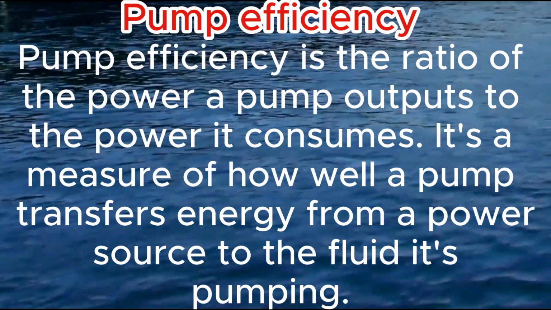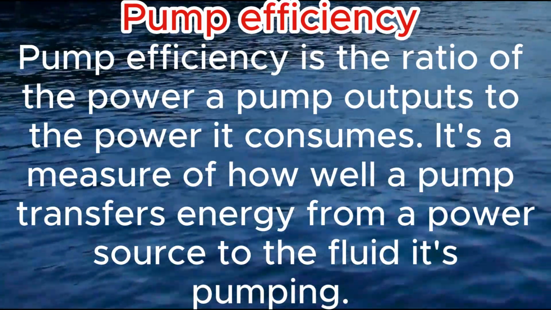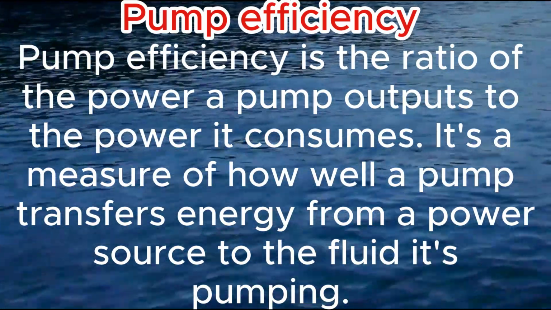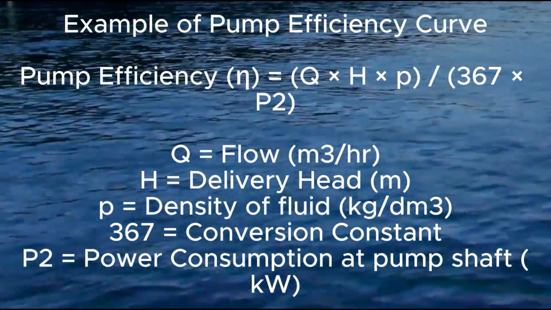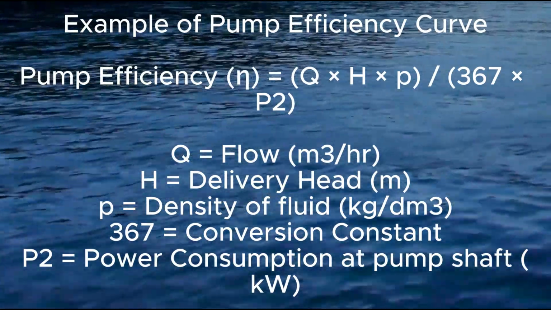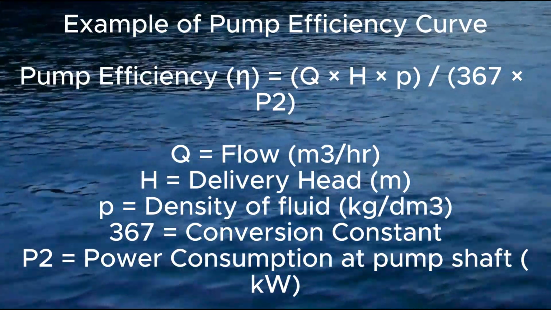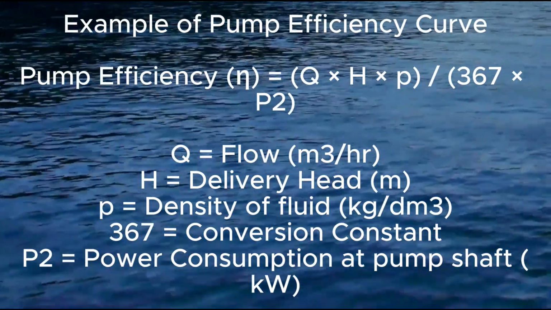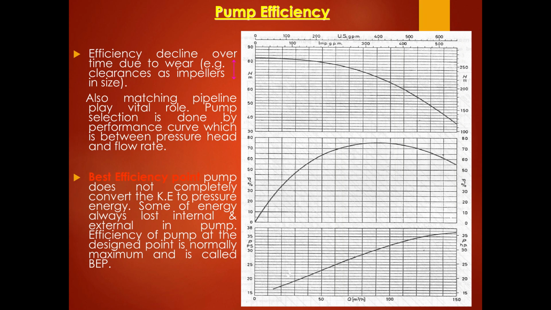Pump efficiency. Pump efficiency is the ratio of the power a pump outputs to the power it consumes. It's a measure of how well a pump transfers energy from a power source to the fluid it's pumping. Example of pump efficiency curve. Pump efficiency equals Q × H × ρ / (367 × P2). Q equals flow, m3/hr. H equals delivery head, m. ρ equals density of fluid, g/dm3. 367 equals conversion constant. P2 equals power consumption at pump shaft.